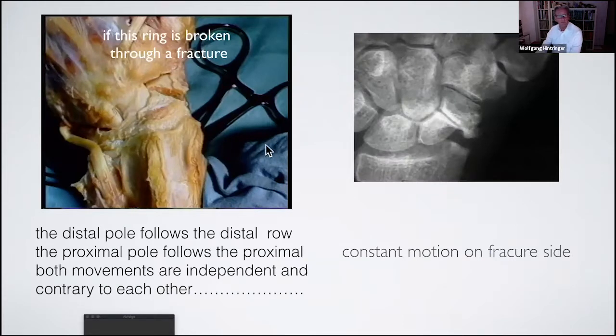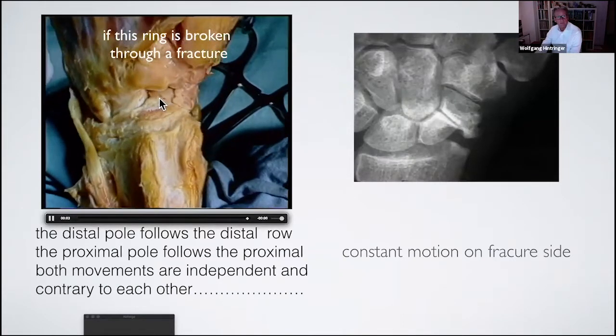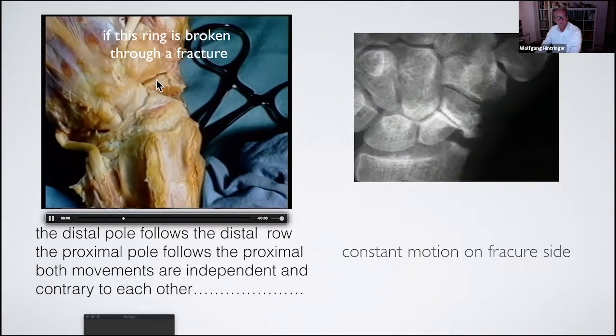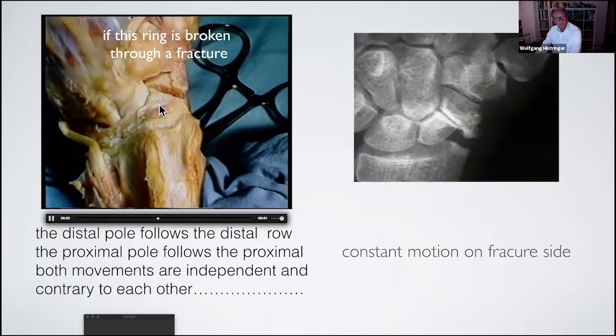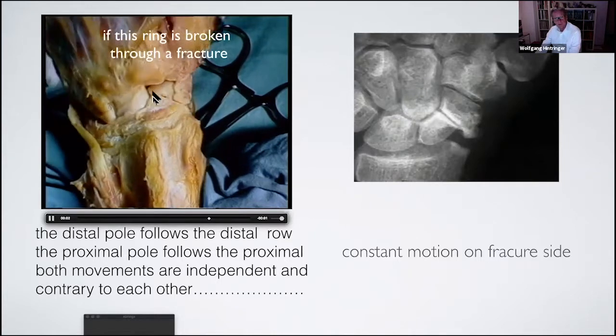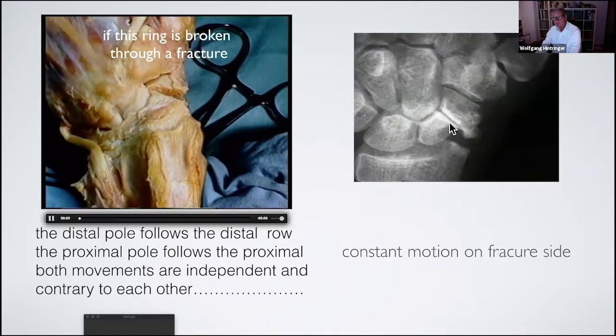And you can see here clearly the joint surfaces, we have a bone here inside. The distal pole follows the distal row, and the proximal pole follows the proximal row. And that means when you have a constant motion between the two poles, you get nonunion.